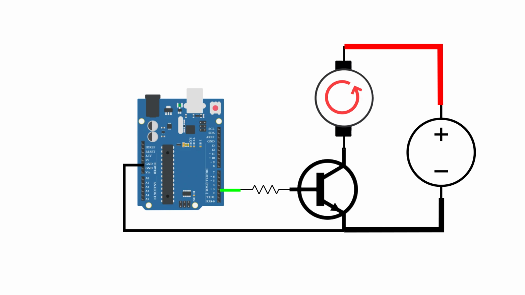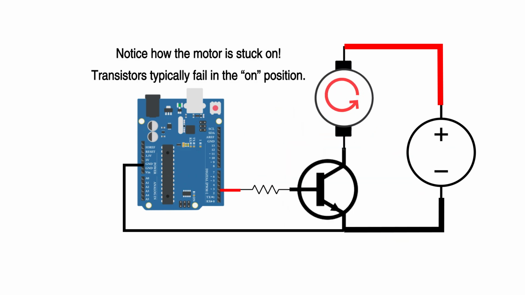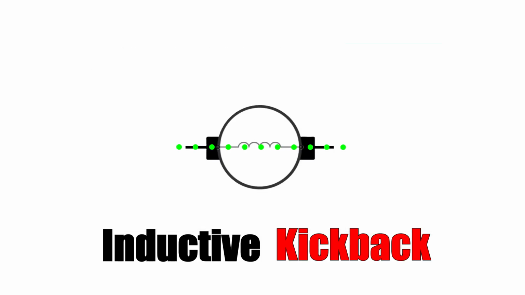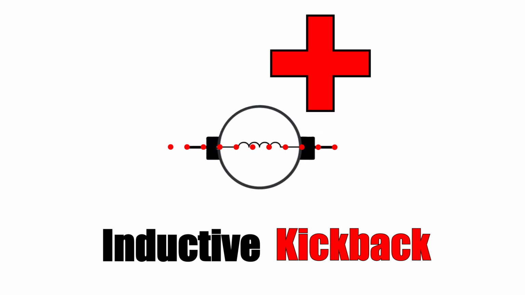Perfect. However, if we try to turn it off, the transistor immediately gets destroyed. This is because motors exhibit a phenomenon called inductive kickback, which is when the coils in the motor generate an extremely high voltage right when you try to turn it off. If uncontrolled, this voltage can reach dangerous levels where even high voltage transistors will still fail.